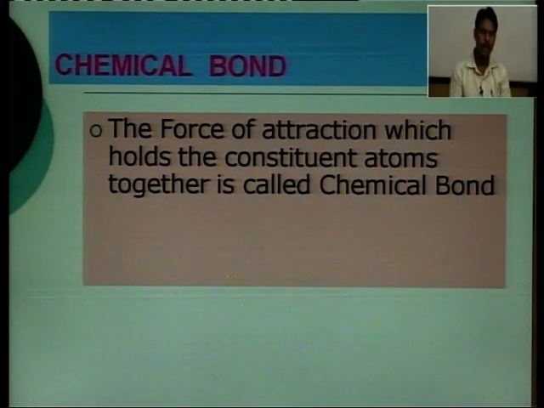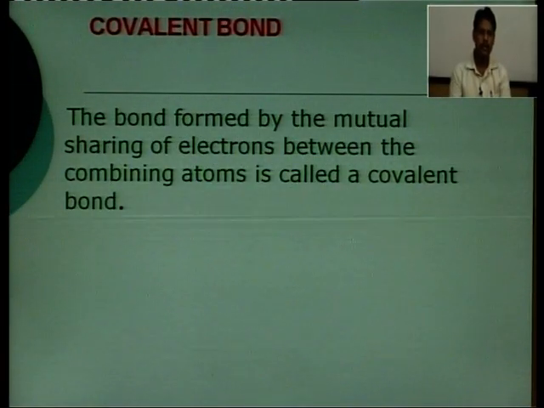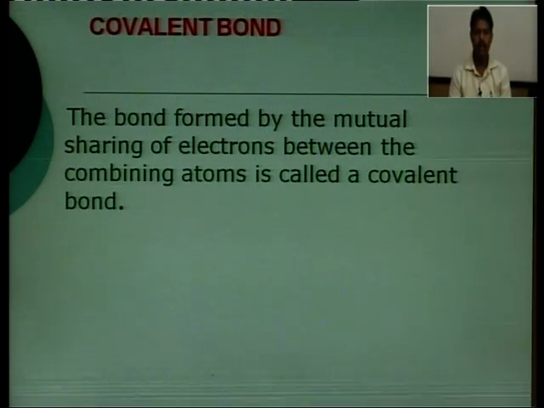As you know, ionic bond is formed between two ions, that is cation and anion, but covalent bond is formed when two atoms mutually share electrons. Covalent bond is the bond formed by mutual sharing of electrons between the combining atoms. When electrons are shared between them, that is called covalent bond, and when electrons are transferred from one atom to another, that is ionic bond.